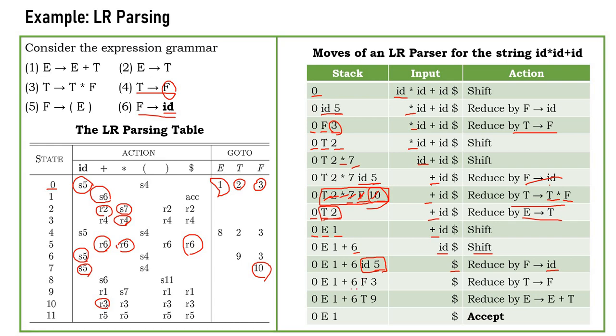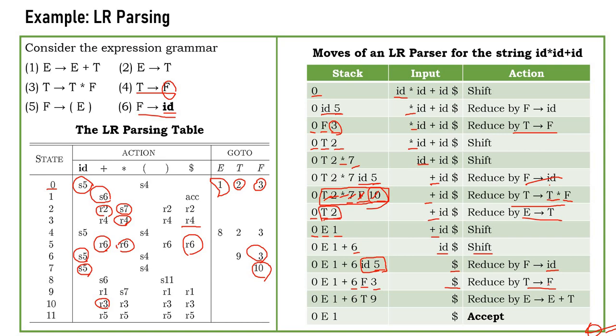Then we have to check this 6 and F. So what is the value? It is 3. So this 3 will be inserted. Then we have to check this 3 and dollar. It is R4, so it is a reduce. So what is the fourth production? T implies F. So reduce by T implies F.